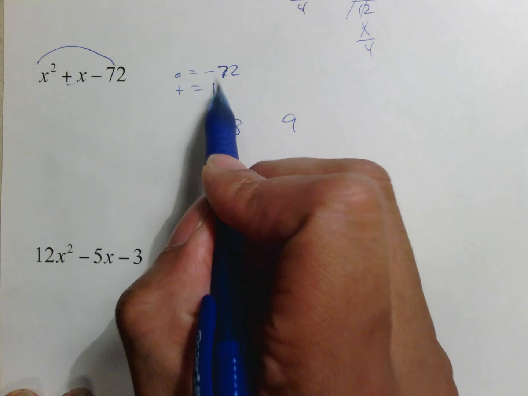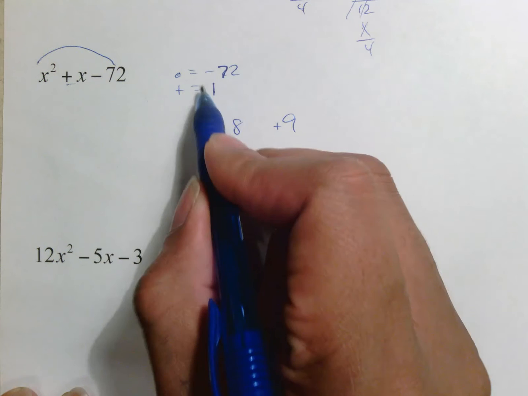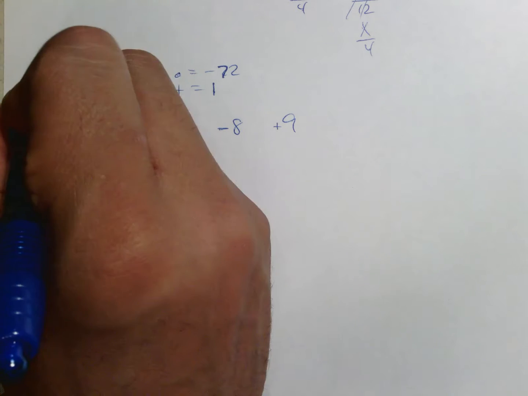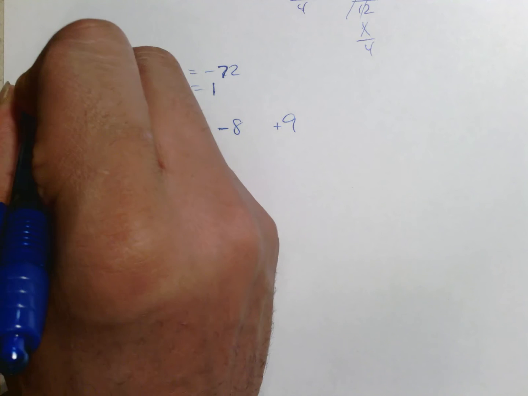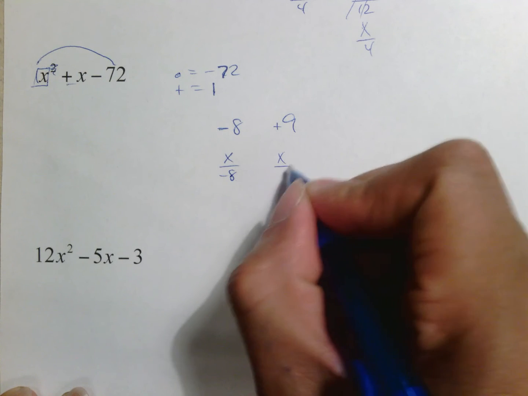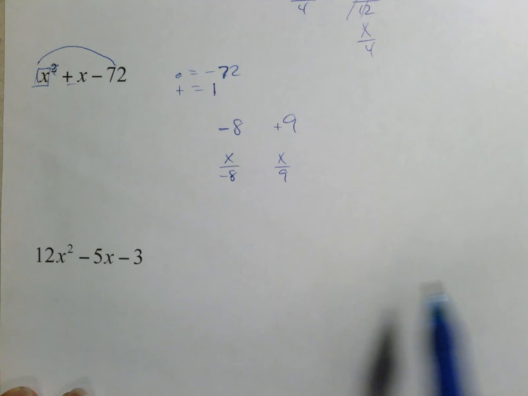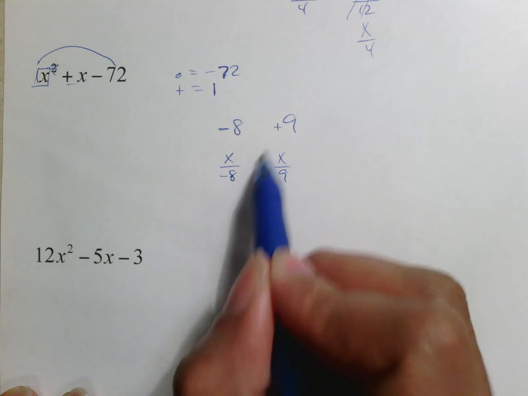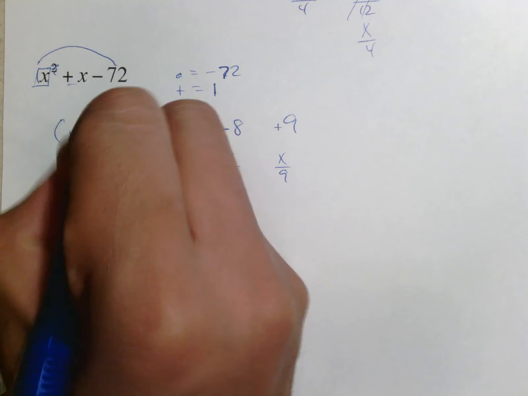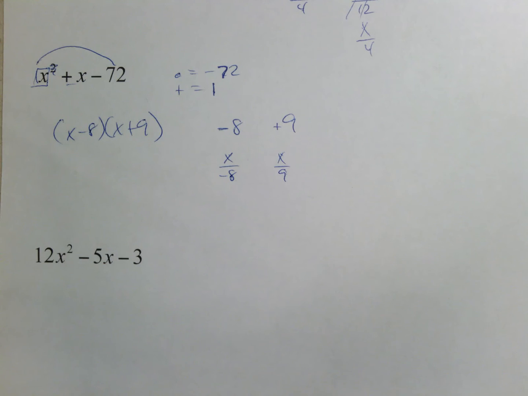The second thing is, because this 1 is positive, it means that 9 has to be positive, and the only way I get down to 1 is to make my 8 negative. The next thing I do is make my fraction based just off of the term without the squared. So I put x over negative 8 and I put x over 9. Well, of course, 1 over 8 can't be reduced, 1 over 9 can't be reduced, so I turn these into 2 parentheses. This becomes x minus 8. This becomes x plus 9. And that is all.